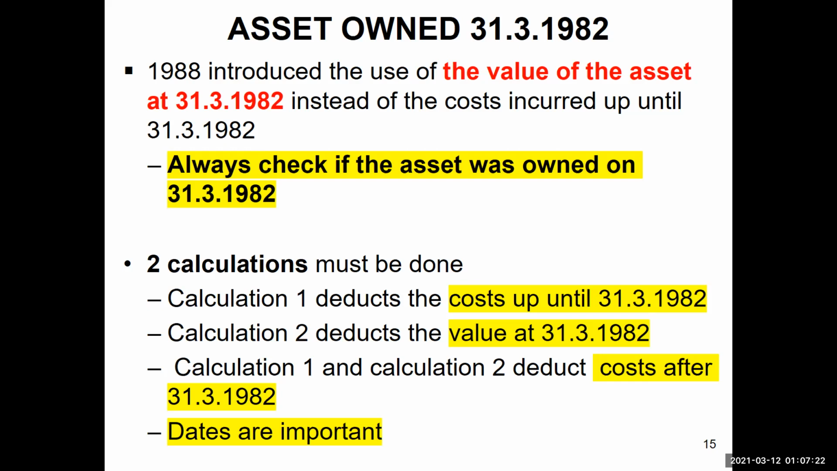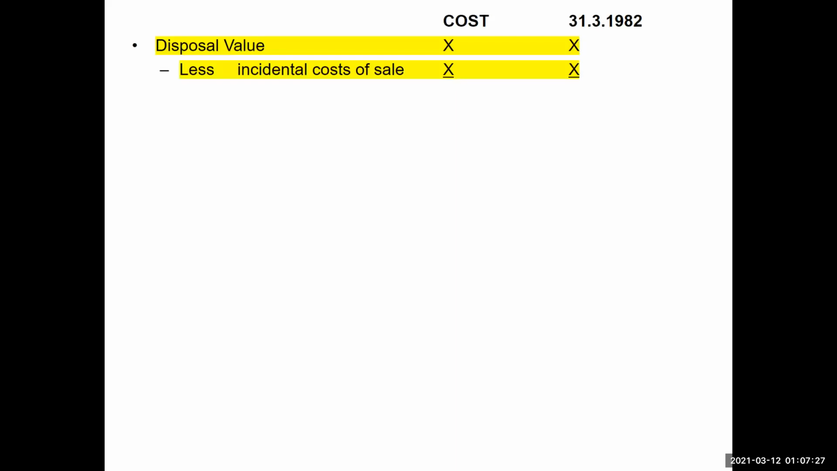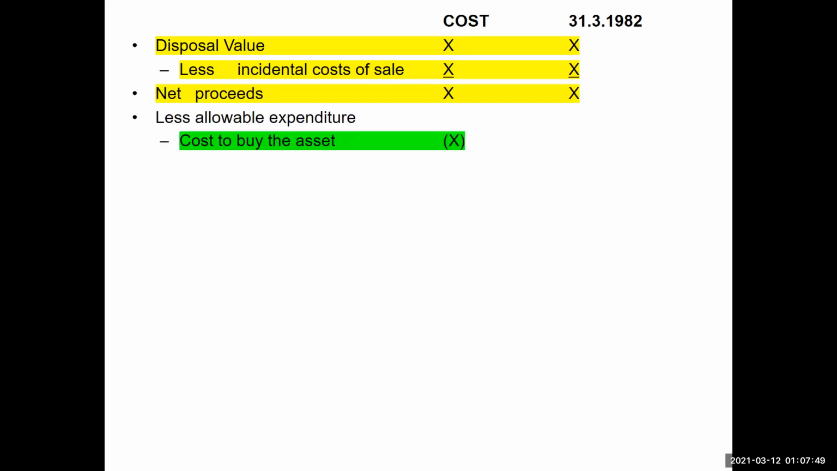Okay, let's take an example. Let's look at the format, then we come to the example. Typically all items in yellow will be the same. The values will be identical. So let's say we have a cost prior to 1982. The disposal value and the incidental cost will be the same, and we get our net proceeds as we've already known. We classify them under two columns: the cost and as at 31st March 1982. You will understand, it's very easy.